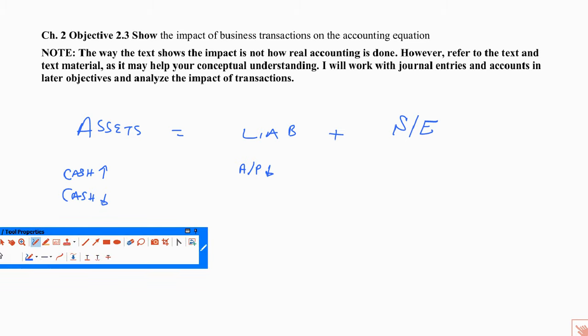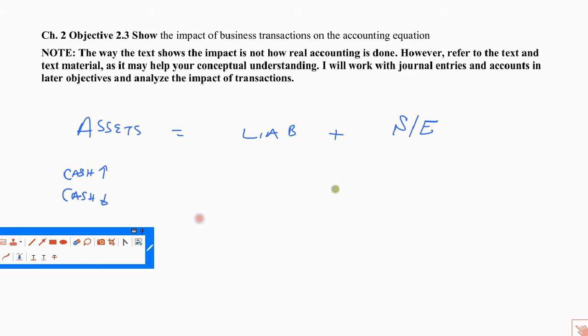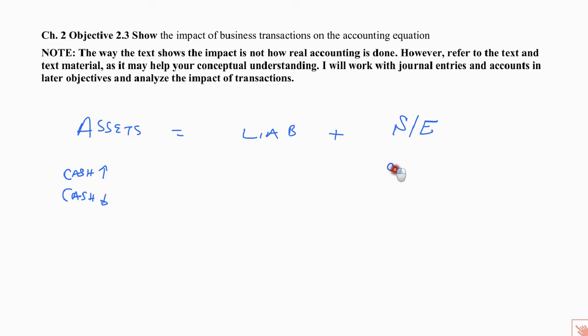Well, that would not be the right, excuse me, that is not the right transaction. Cash goes up. You might have like common stock. If you issued stock, common stock goes up, cash down, then you might have accounts payable go down, something like that.